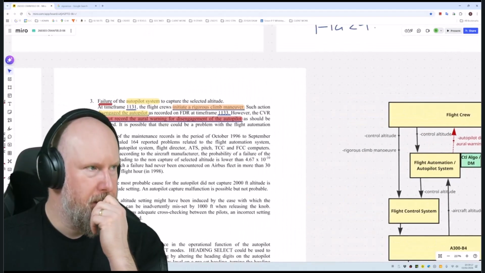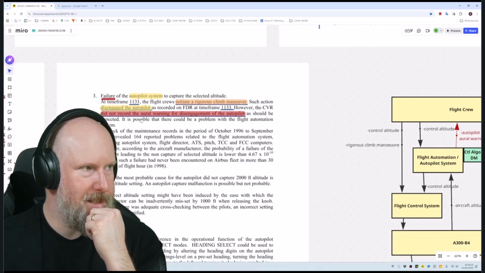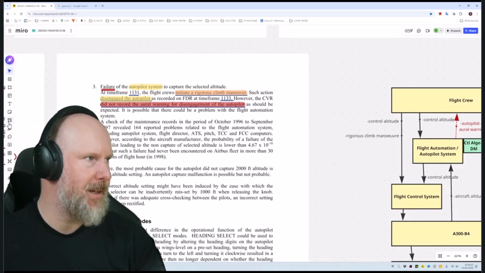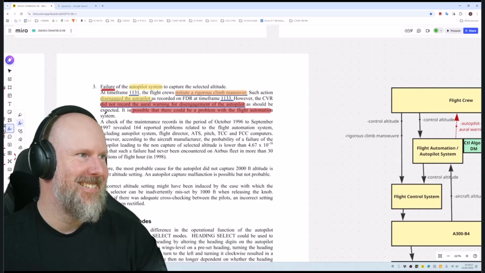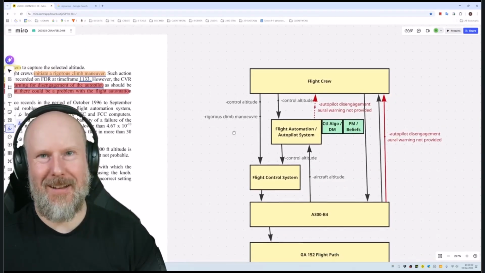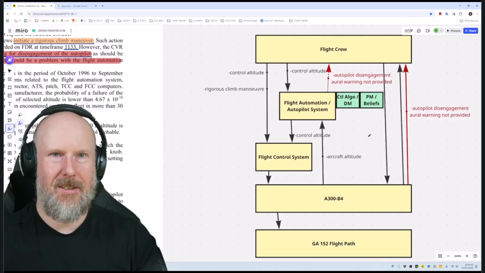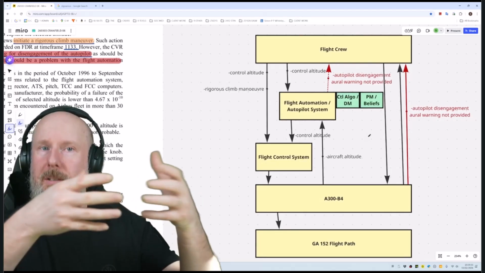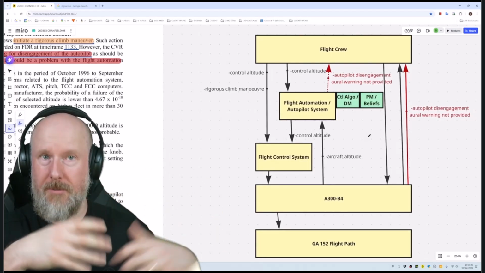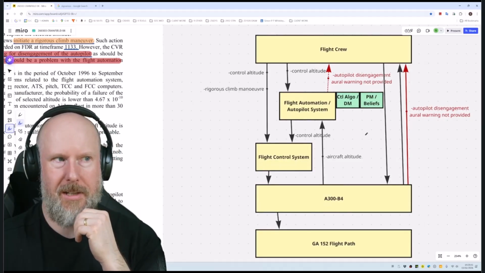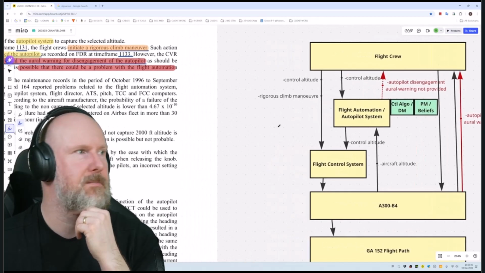And so, as should be expected, it is possible that there could be a problem with the flight automation system. Okay. I'm hoping that from the basic stuff we've just done now, you might be able to see how this could be a springboard for jumping into the exploration of potential issues with the flight control system, the flight automation.